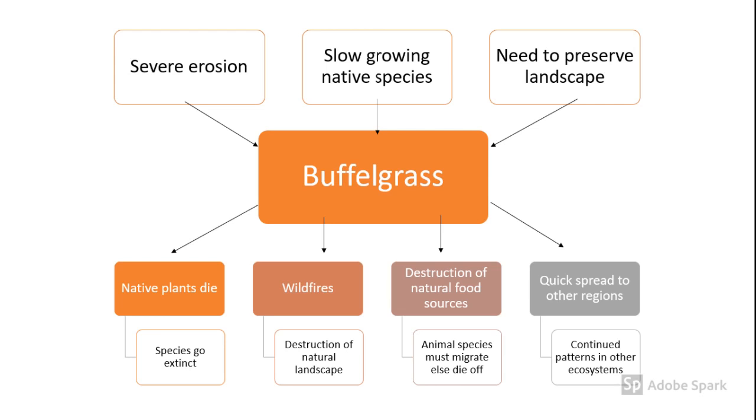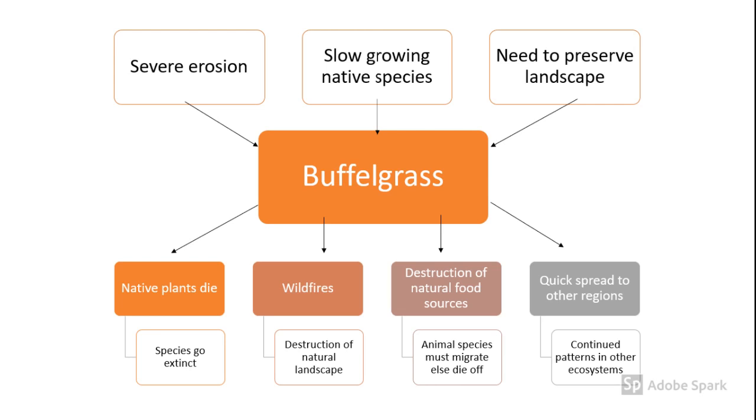The problem with bufflegrass, though, is that it spreads so quickly it can choke off native plants, which can cause species to go extinct. And it's very susceptible to fire. It can catch fire very quickly and burn very hot and very fast, which just destroys all the landscape around it, and it destroys other natural food sources that native animals depend on. So then that can move out other animal species from our herbivores all the way up to our carnivore species, which depend on those herbivores.